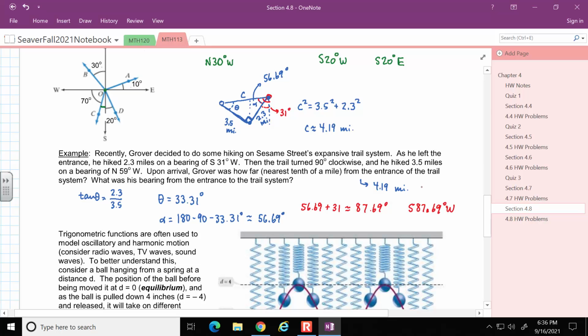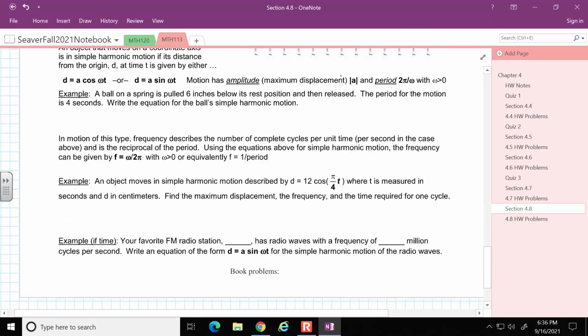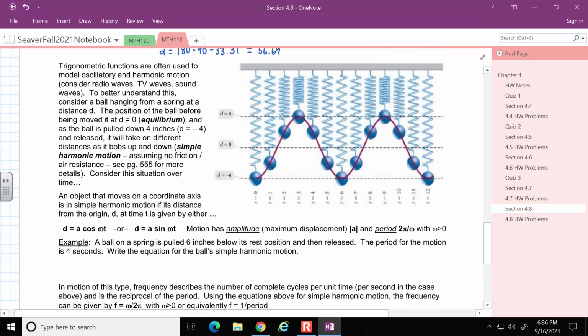All right, so there you go. You can do some orienteering this weekend, and you can figure out lines of bearing from where you start. So it's kind of interesting. So the next part I'm going to talk about a little bit, and then we'll finish it next week.